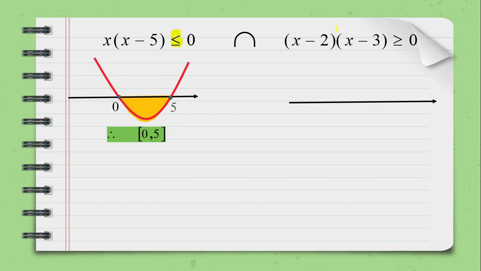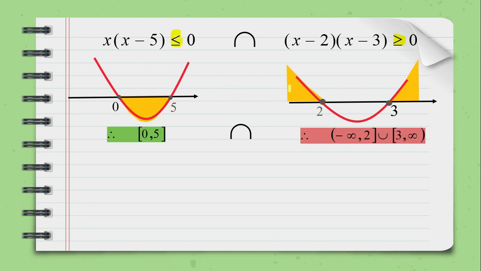For the second part, we have two factors, x minus 2 and x minus 3 more than or equal to 0. This is a minimum graph, so we have values 2 and 3, and because the inequality sign is more than, the part is on the right and on the left side. The answer for this graph is half open negative infinity, 2, union half open 3, infinity.